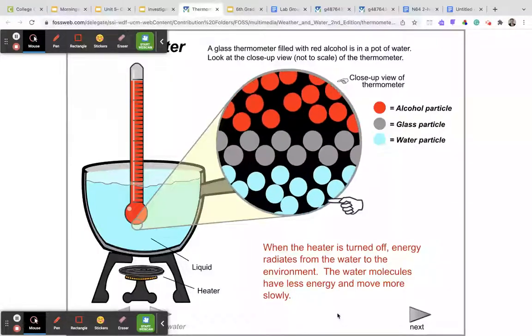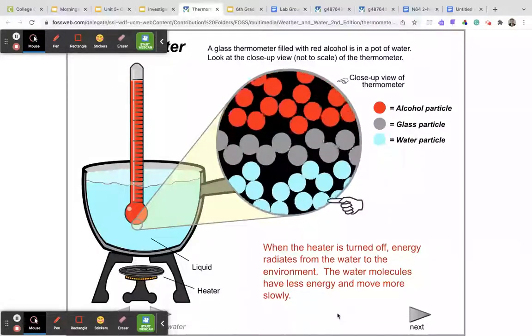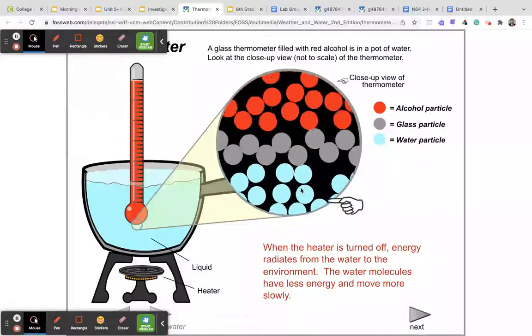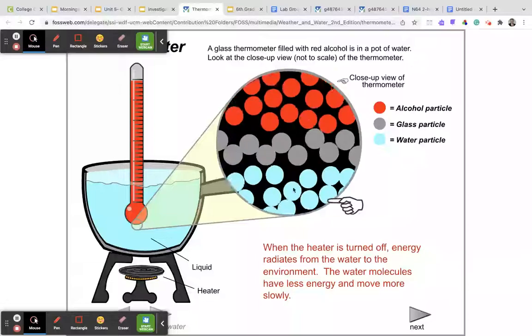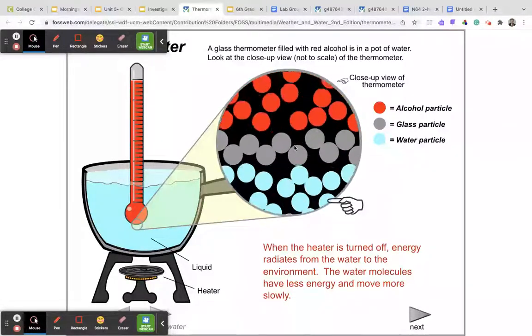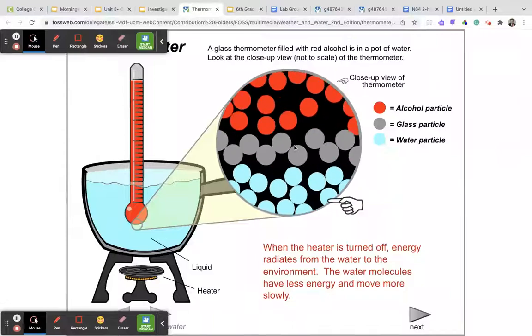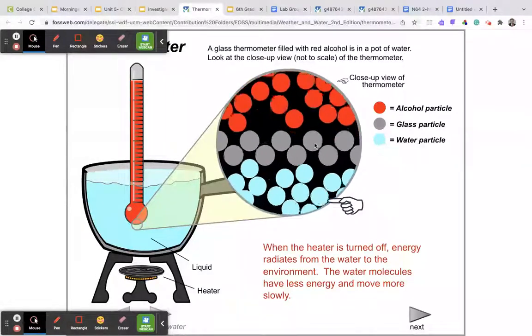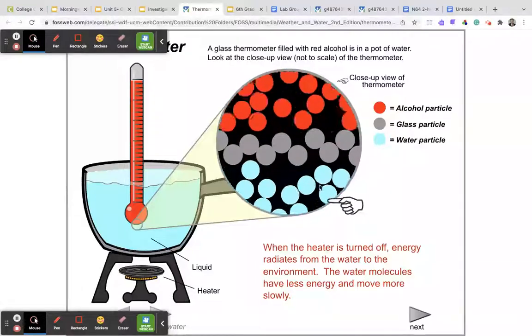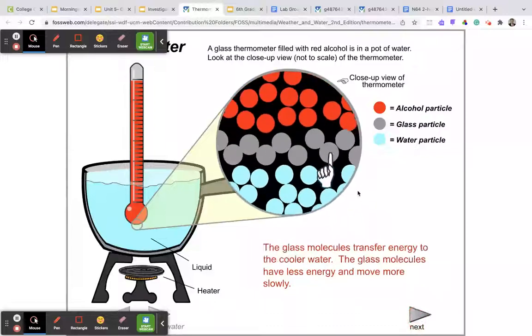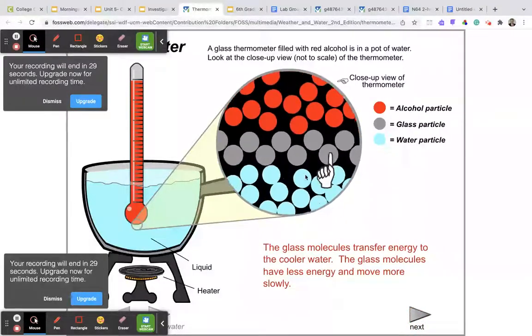Then we talked about what's the next step, because we always want to think about what's the next step. How is it transferring from what to what? This is where a lot of misconception came in. A lot of people said, well, the cold water or cooler water is going to transfer its energy into the glass. But that's saying that energy goes from low to high, and we know that's not true. So the energy is actually going to transfer from our glass particles into our cold water particles, and you're going to notice they're going to be going the same speed.